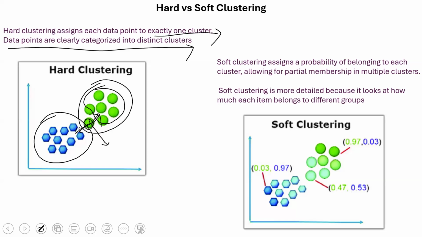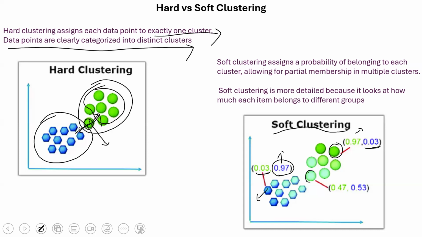But in soft clustering, we assign the probabilities. That means if you take this point, there is high confidence that this point belongs to this blue cluster. That is the reason the probability of that point belonging to the blue cluster is 0.97, which is close to 1. The probability that this point belongs to green is very less, that is 0.03. Similarly, this point has high probability of belonging to the green cluster, right? So the probability of this belonging to the green cluster is 0.97, and the probability of this point belonging to the blue cluster is 0.03, which is very less. By just looking at the data points, we can say that.